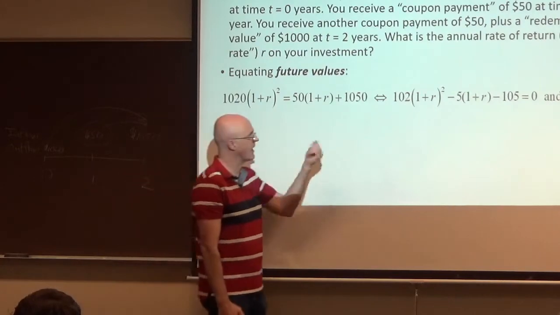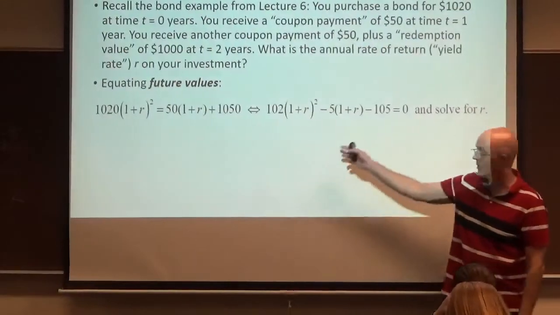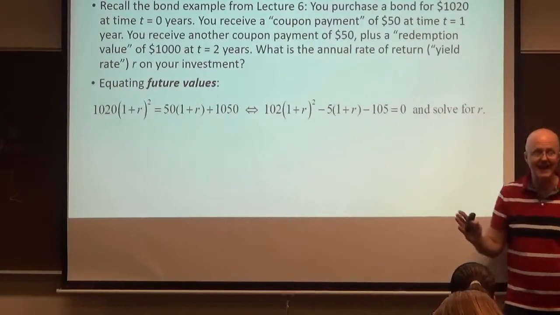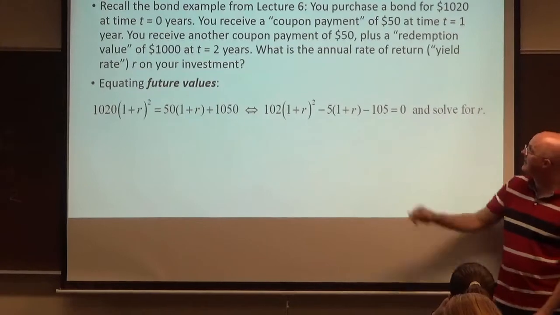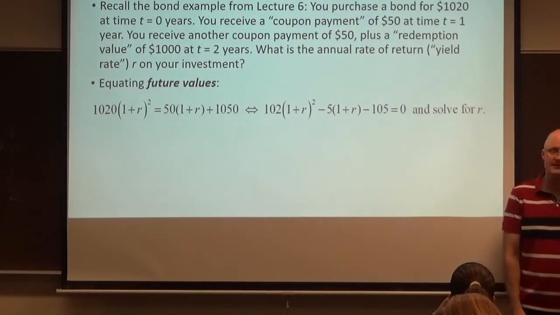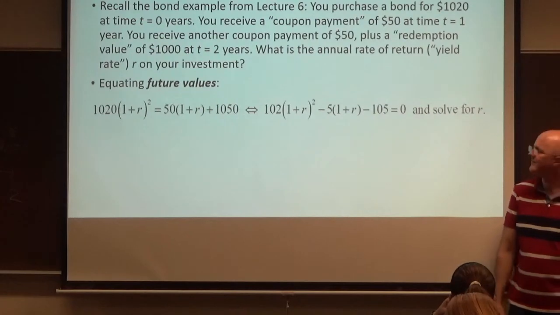We solved that for r back in lecture 6. We used the quadratic formula before. I'm not going to do that today. We're just going to look at a graph of this to see how the answer can be interpreted graphically. There's no rational functions there.